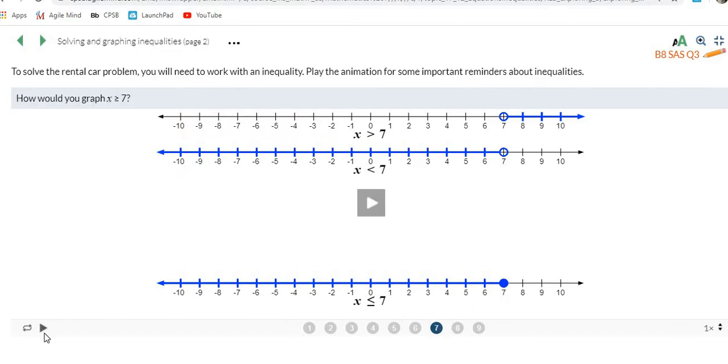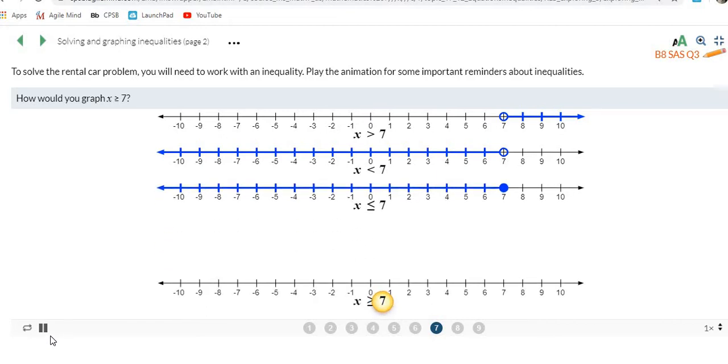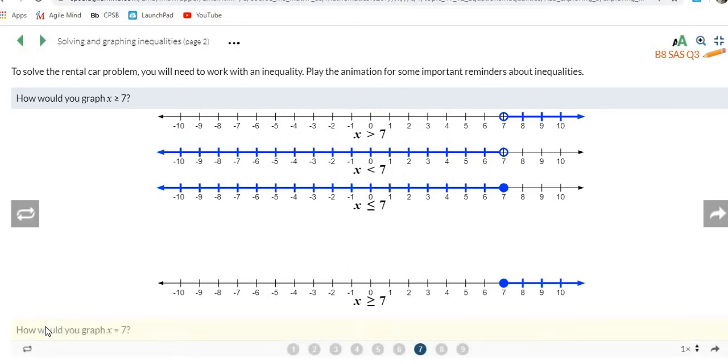Okay, then I bet it is x is greater than or equal to 7. Closed circle, shaded to the right. Is my variable on the left? Yes. So it is pointing to the direction I need to shade, and that one makes sense.